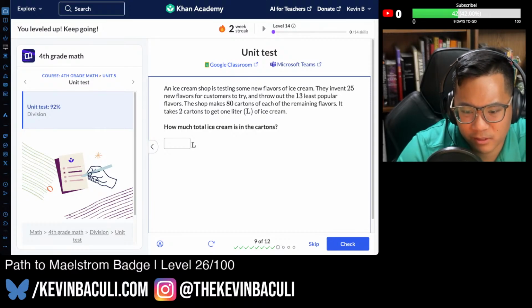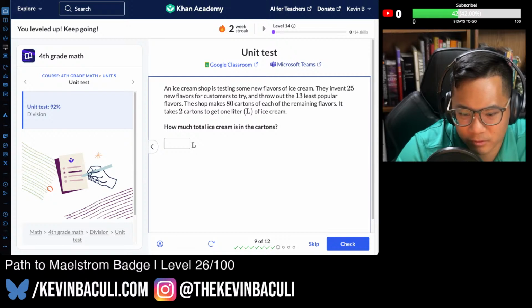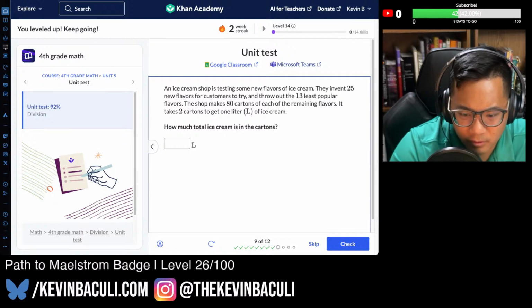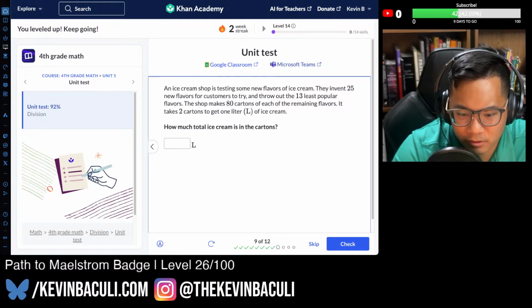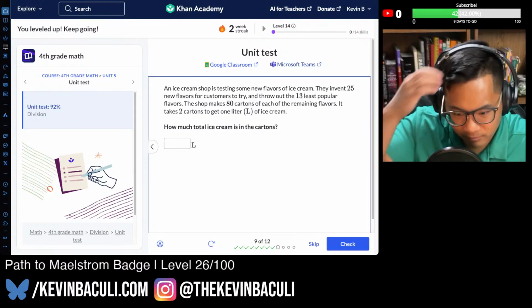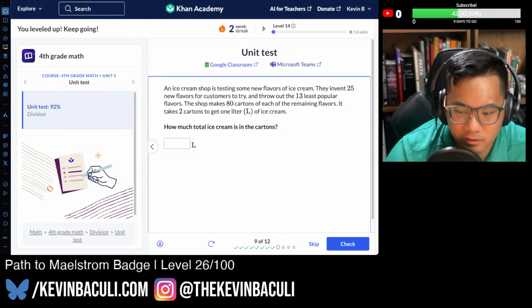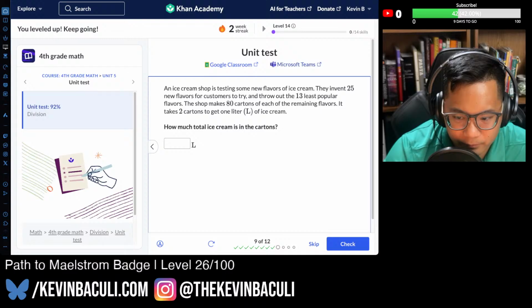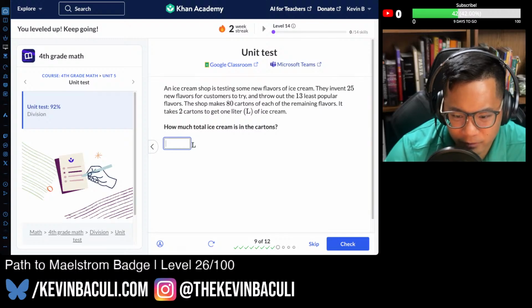An ice cream shop is testing some flavors of ice cream. They invent 25 new flavors for customers to try, throwing out the 13 least popular flavors. The shop makes 80 cartons of each remaining flavor. It takes 2 cartons to get 1 liter of ice cream. How much total ice cream is in the cartons? God. They invent. So 12, 24 liters?